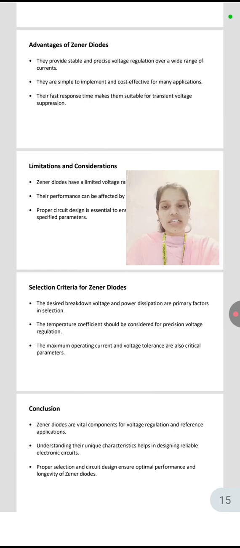And finally, we will discuss the conclusion for the Zener diode characteristics. Zener diodes are vital components for voltage regulation and reference applications. Understanding their unique characteristics helps in designing reliable electrical circuits. Proper selection and circuit design ensure optimal performance and longevity of Zener diodes.